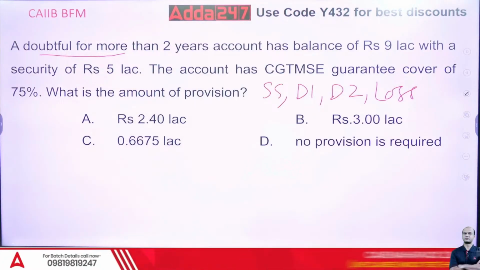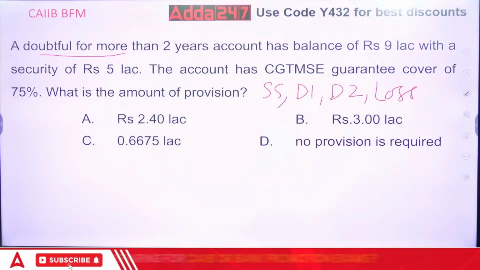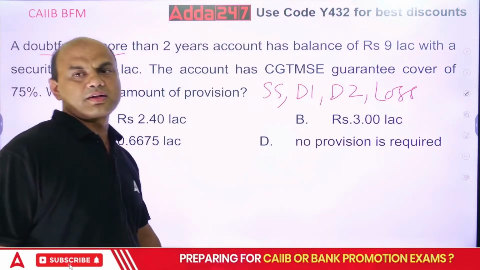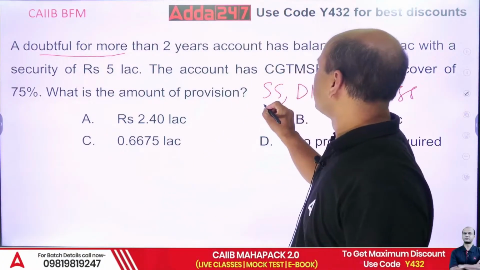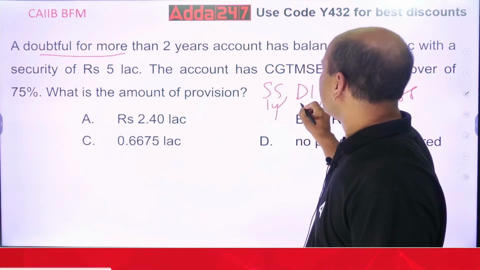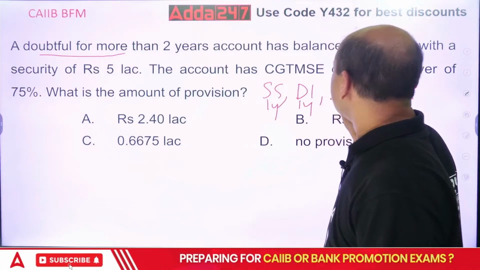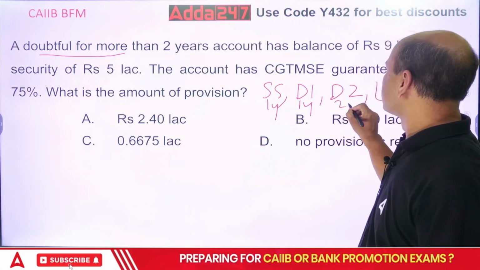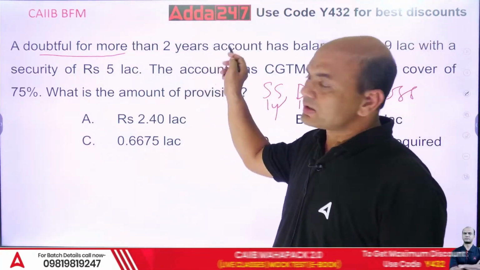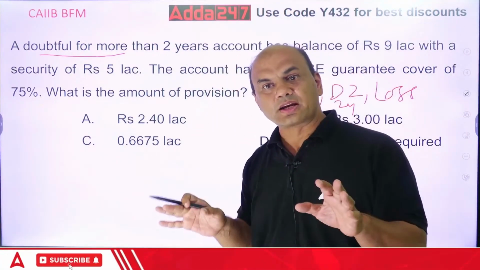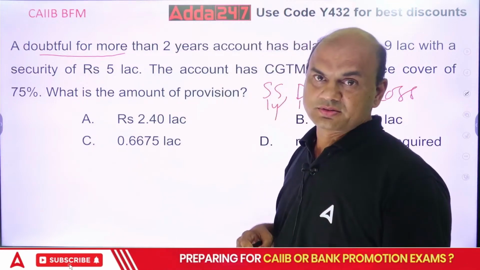Okay. So here, substandard is for what period? Up to 1 year. Doubtful 1 is again for 1 year. Doubtful 2 is for 2 years. So what is given? Doubtful for more than 2 years. So it is in the doubtful category for more than 2 years.